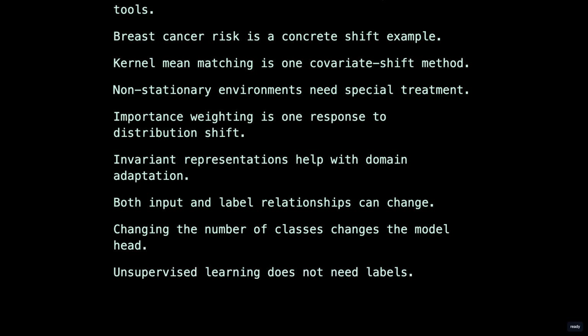That reduces one of the practical obstacles, since labels are often the expensive part. But most production systems still rely on supervised learning, so label availability remains a major constraint in practice.